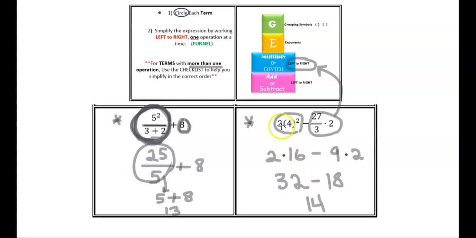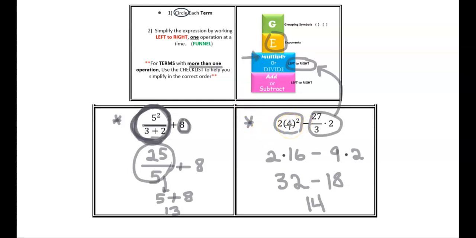Okay, so you should have circled 2 times 4 squared. And you should have circled 27 divided by 3 times 2. The minus sign separates those 2 terms. When you see this term, it's multiplication by 2 and exponents. Well, exponents come before your multiplication. So we're going to do 4 squared.